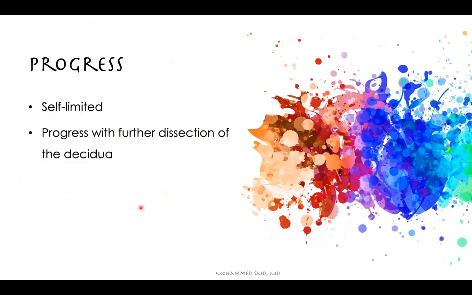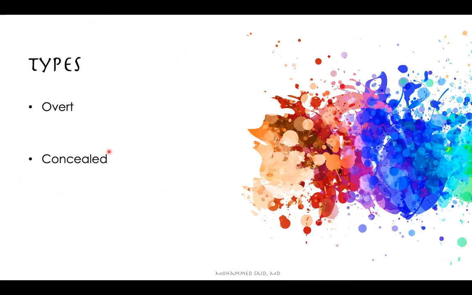So what's going to happen after the placenta is separated? Either it's self-limited, you'll have some separation, then it's going to stop, or it's going to progress and further dissect the decidua. And if it kept going, then we have a problem. So we basically classify the abruption into two types. The first type is the overt or the revealed abruption, and the second is the concealed abruption.